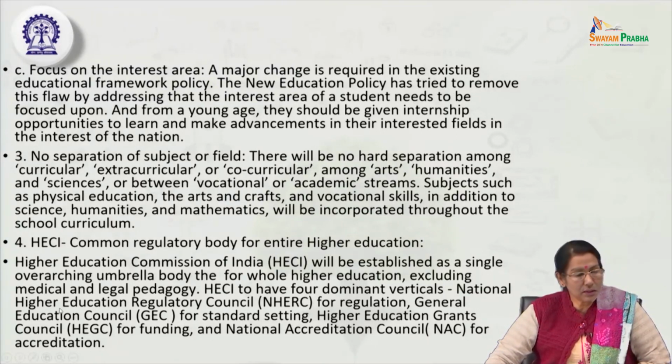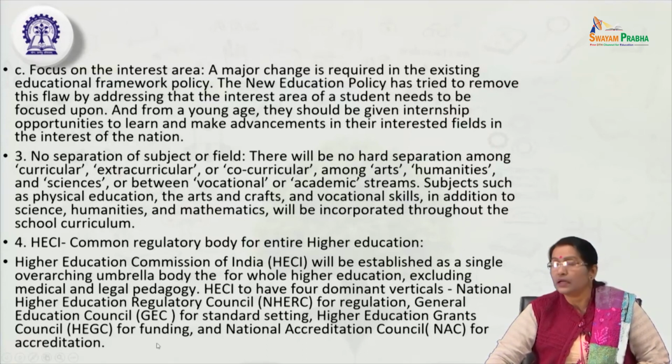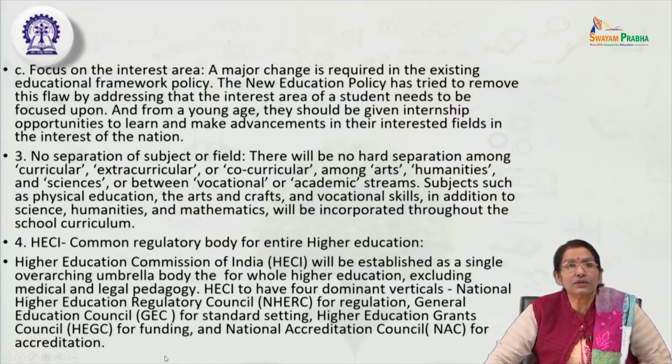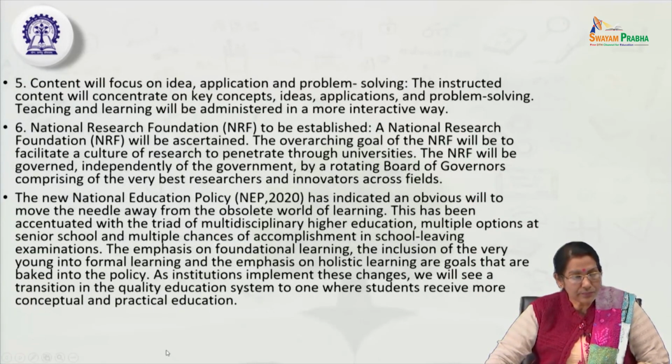These are some of the specifications of the National Policy on Education that you can go through: curricular, extracurricular and co-curricular aspects. Then the Higher Education Commission of India, the regulatory councils and the National Accreditation Council are already there. These are all the detailed policy structures of the National Education Policy 2020 that you can go through. Similarly, the National Research Foundation is also to be established.